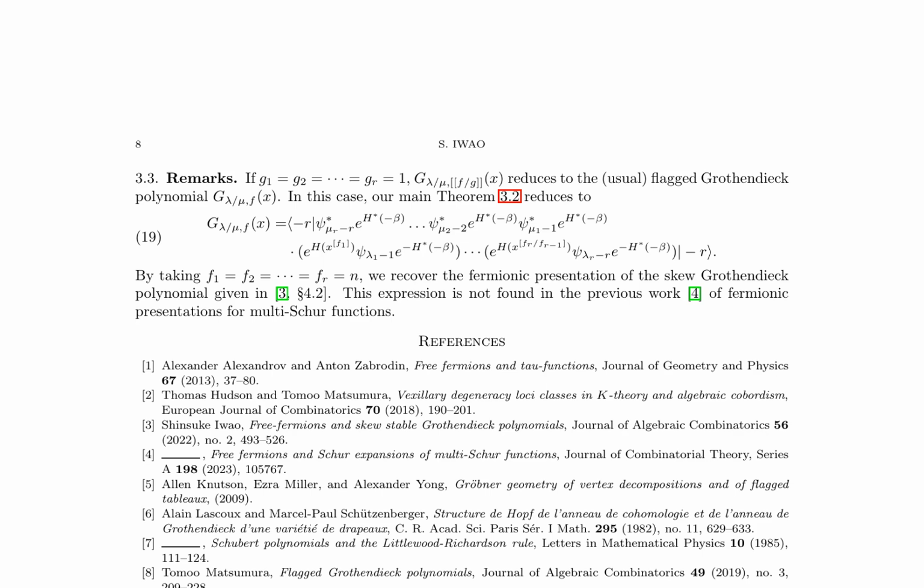The paper also remarks on the case where the parameters g1, g2, through gr are all equal to 1, reducing the main theorem to a simpler form. This simpler form is further specialized to recover the fermionic presentation of the skew Grothendieck polynomial. The research draws from various fields, including geometry, combinatorics, and algebraic geometry, referencing several works in the field.